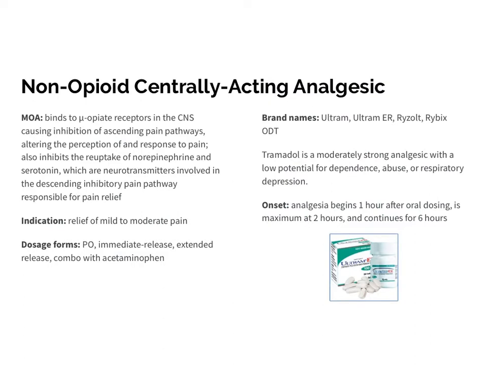There is one non-opioid centrally acting analgesic on the market, and that is tramadol. Brand names of that are Ultram, Ultram ER, Ryzolt, and Rybix ODT. ODT stands for orally disintegrating tablet. So tramadol binds to mu-opiate receptors in the CNS, and that causes an inhibition of the ascending pain pathways. It also inhibits reuptake of norepinephrine and serotonin. That's similar to some antidepressants that we know about.